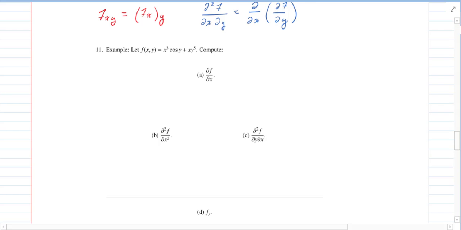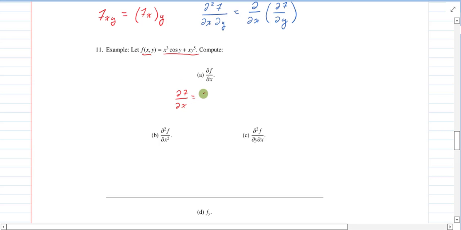So here I've got this multivariable function. It's a new one, f of x, y, and it's given this way. And the first thing I'm asking you to do is to compute partial f, partial x. So partial f, partial x, and we're going to do this just as we did before. Everywhere I see a y, I'm going to treat that as if it were a constant because I'm differentiating with respect to x.